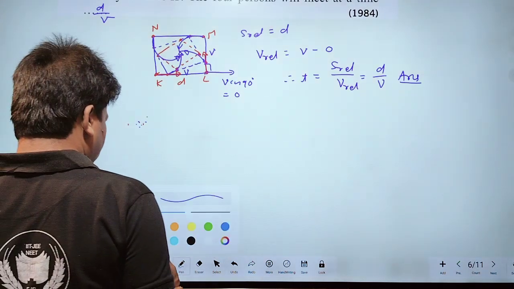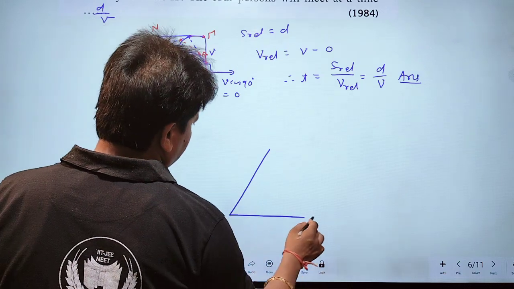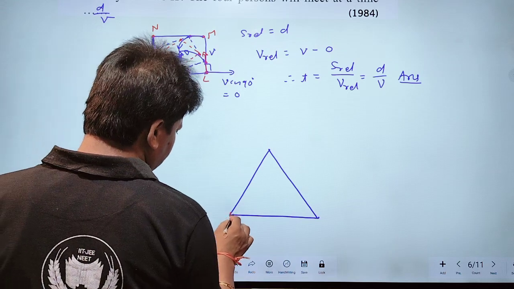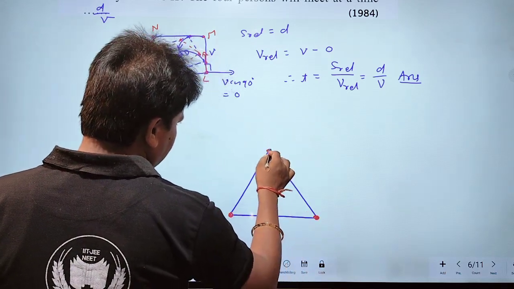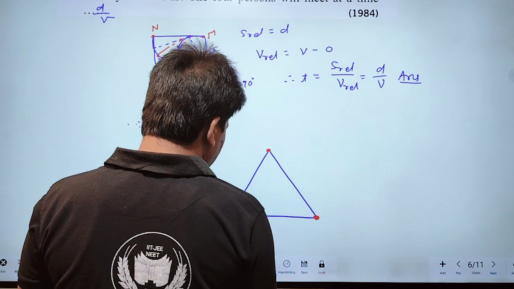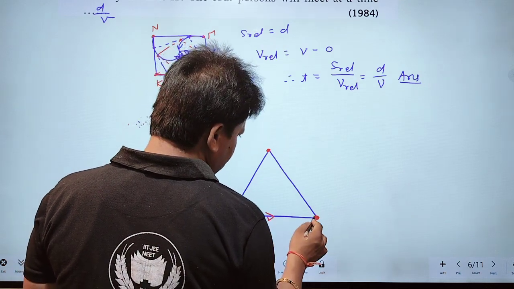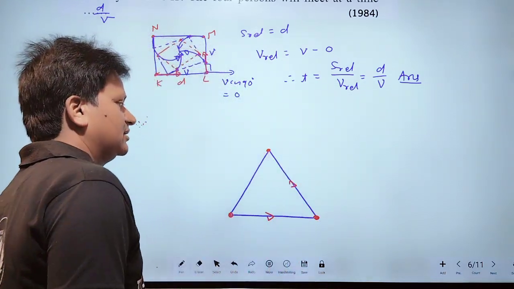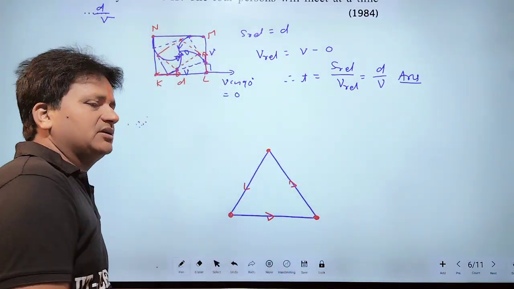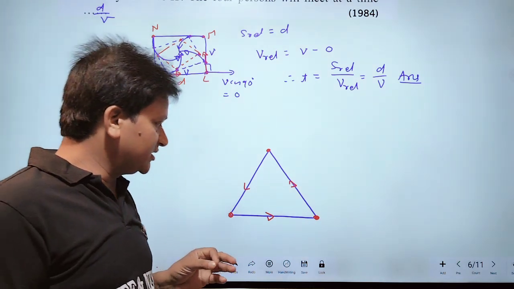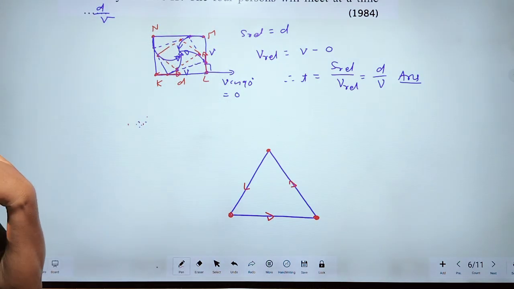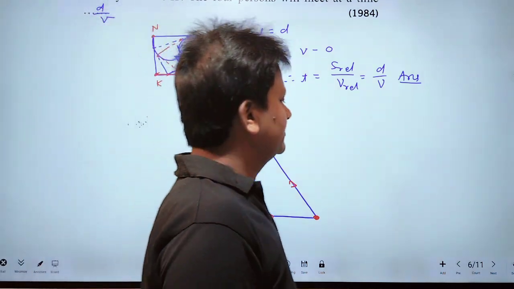Similar question. This is an equilateral triangle and three particles which are moving with constant speed, and one particle moves towards the other particle, and the other particle moves towards this particle, and this particle moves towards this particle. Okay? This means one particle moves towards the other particle kept at the next corner. Okay?